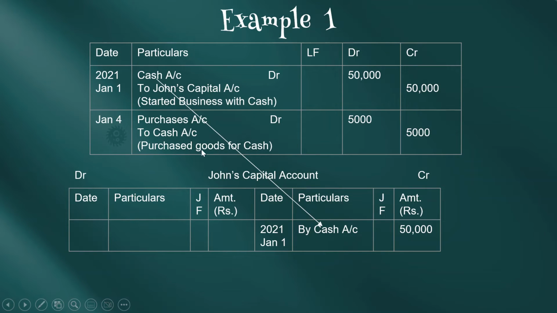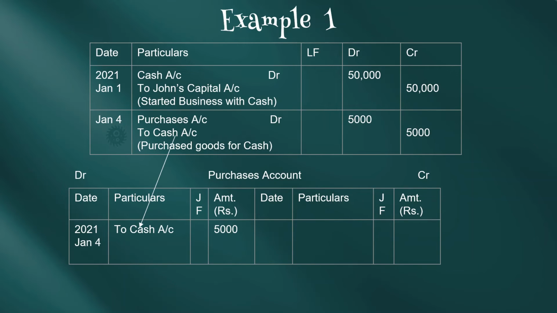I'll show you the John's Capital account. Here I have to see the entries with John's Capital. In the first entry, John's Capital is credited, so I have to write cash on the debit side. I fill the date column using the word by, and write this cash account with the amount. In the second entry, there is no John's Capital, only one entry, so I have to post that on the credit side.